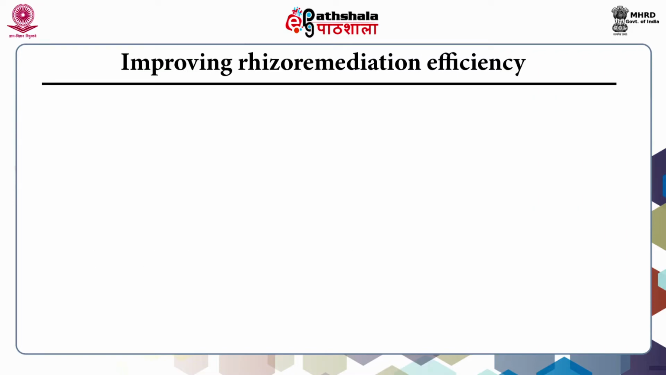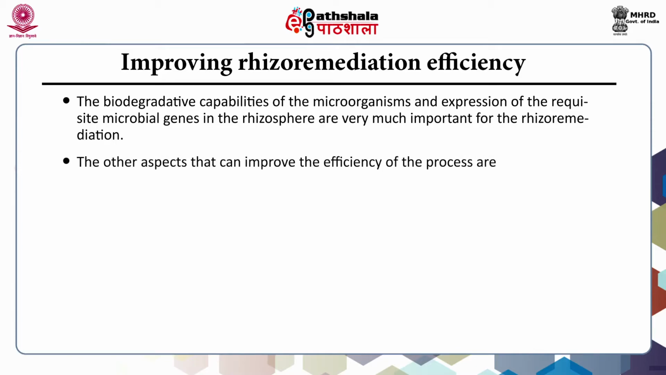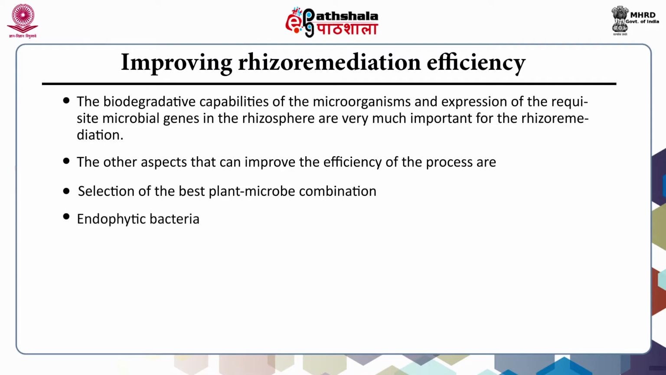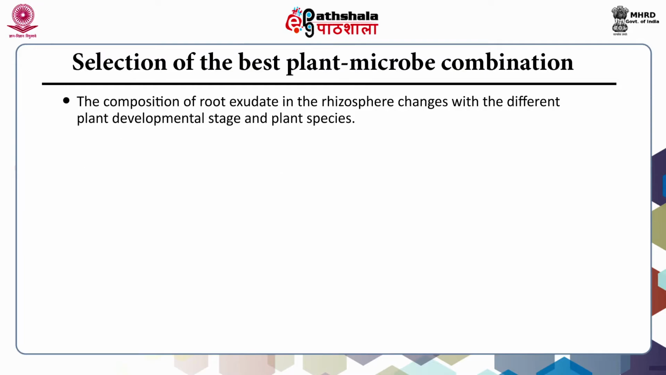Now, let us discuss the various ways by which you can improve the rhizoremediation efficiency. The biodegradative capabilities of these microorganisms and expression of these microbial genes in the rhizosphere are very important. Other aspects that can improve the efficiency are selecting the best plant microbe combination, selecting a suitable endophytic bacteria, seed colonization, production of biosurfactants, and lastly engineering bacteria for rhizoremediation. Now, let us discuss each of these in detail.